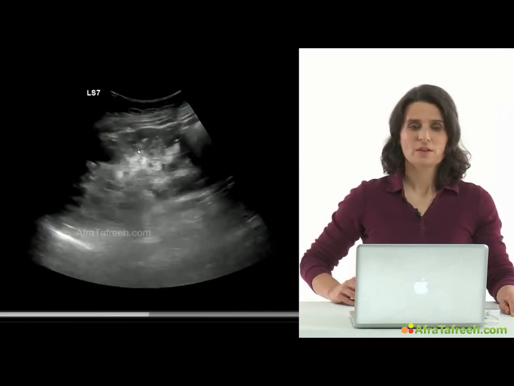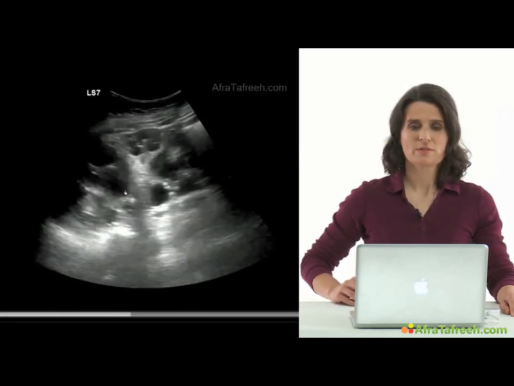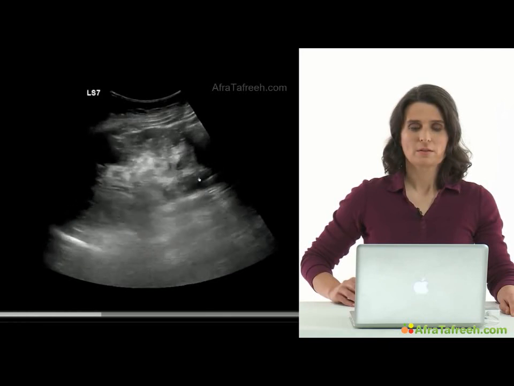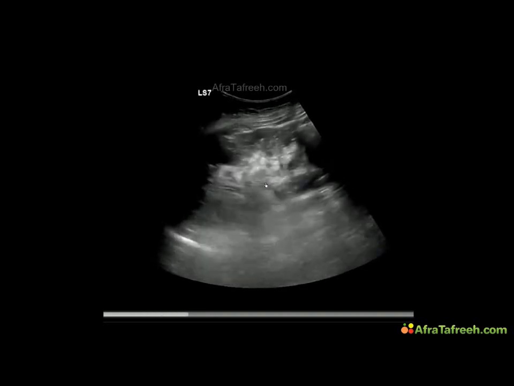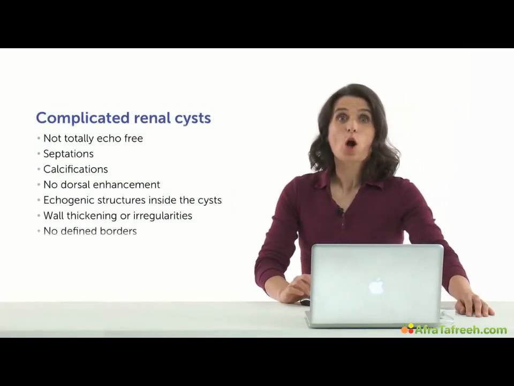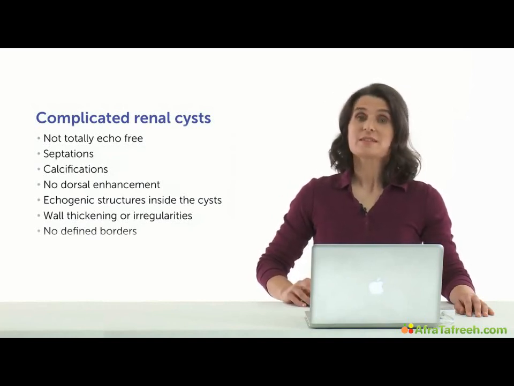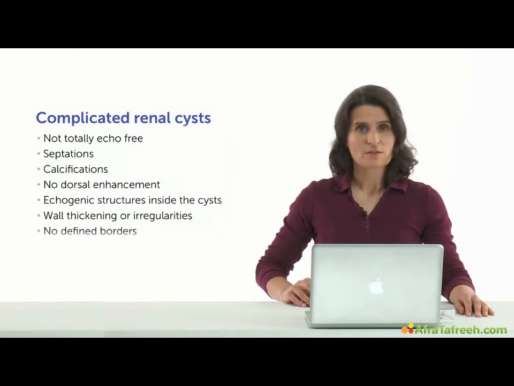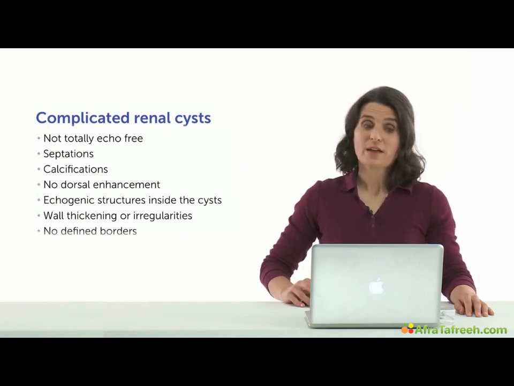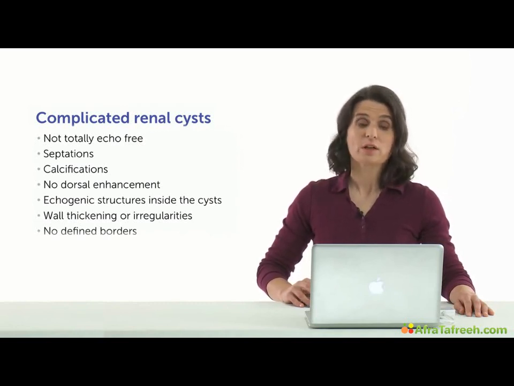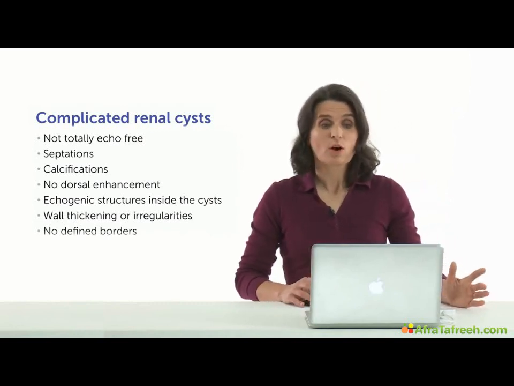Here, another video of the same patient, renal pelvis in the middle, and we can see this patient has many renal cysts in the parenchyma and also in the renal pelvis. So complicated renal cysts are often not totally echo-free. They got septations or calcifications. Sometimes we cannot display the dorsal acoustic enhancement, and we can find echogenic structures inside the cysts. Sometimes we can see wall thickening or irregularities, and the borders are often not really defined.